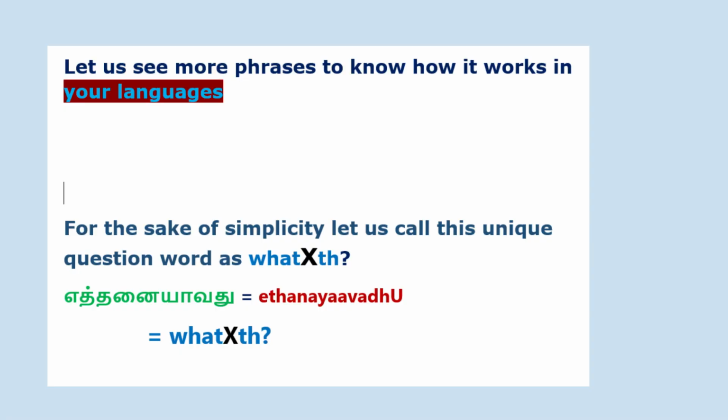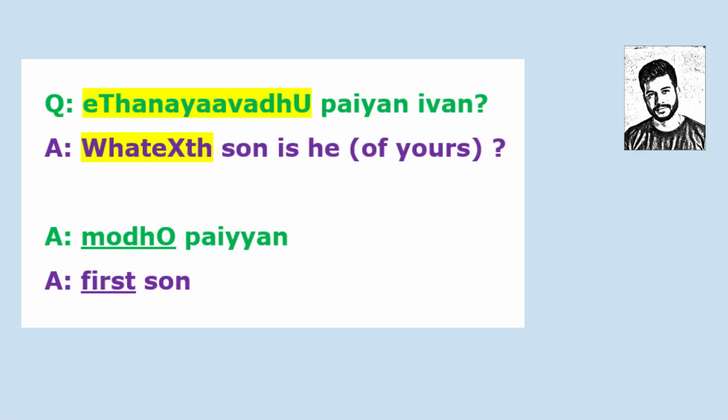Let us see more phrases to know how it works in your languages. So for now, for the sake of simplicity, let us call this unique question word as what xth. So x is what we want to know, that is the number. எத்தனையாவது, what xth. This is just a word we have coined only for the purpose of understanding for this video. எத்தனையாவது பையன் இவன். So what xth son is he? And the answer could be மொத பையன், that is first son.